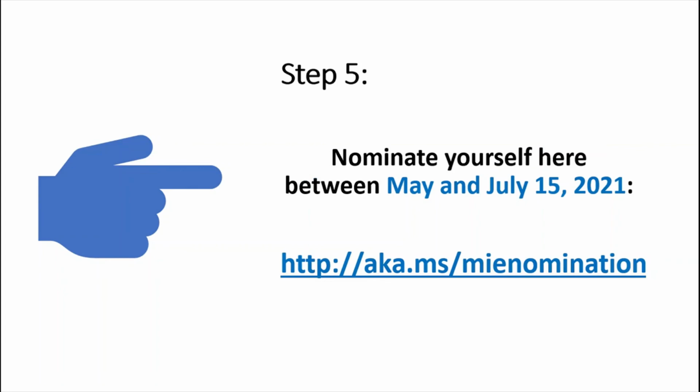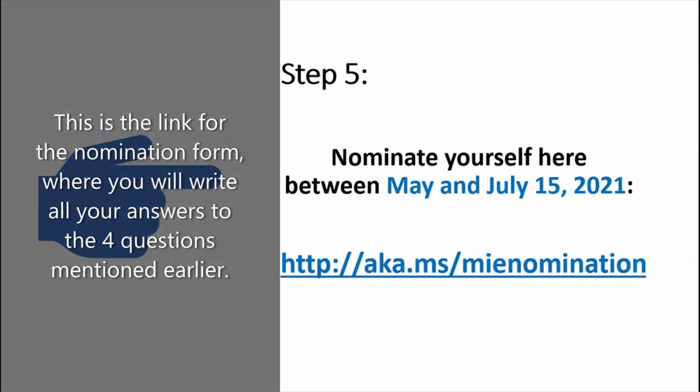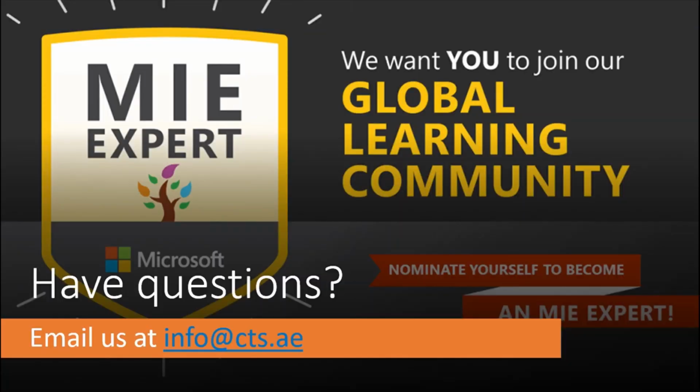Step number 5. Finally, nominate yourself here between May and July 15, 2021. This is the link where you should go and nominate yourself. Fill out the nomination form that will be open after May 1, 2021. Take note of the deadline, July 15, 2021. There you have it. Those are the 5 steps to nominate yourself to the MIE Expert program.